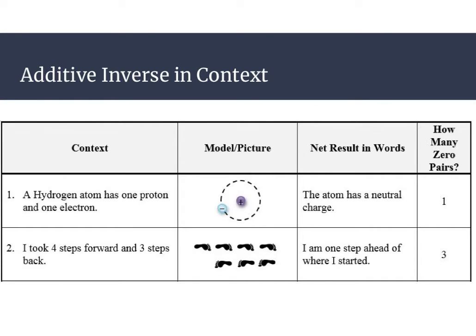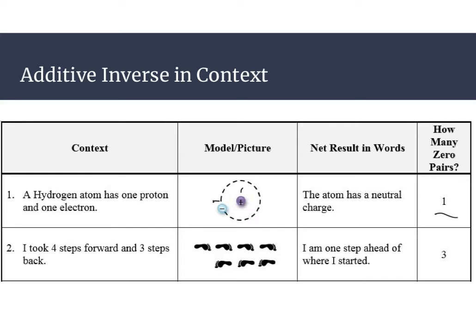So just a little bit of a conceptual understanding of that additive inverse. So some places we see it. The context: a hydrogen atom has 1 proton and 1 electron. There's our 1 proton and our 1 electron. So the atom is a neutral charge. It has a 0 charge. That's the net result in words. So how many 0 pairs does it have? Well, it has 1 0 pair. It had 1 positive and 1 negative.